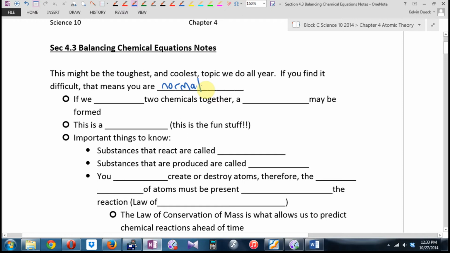We're going to say, if we mix 2 chemicals together, something may be formed. What do we call 2 chemicals? Also begins with the letter C. A compound may be formed. Okay? And this is called a reaction, a chemical reaction.